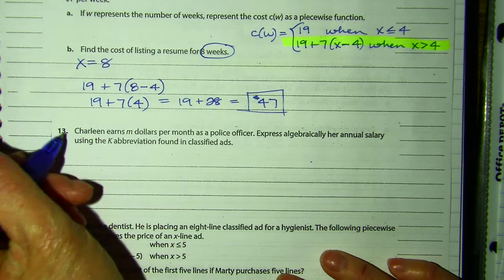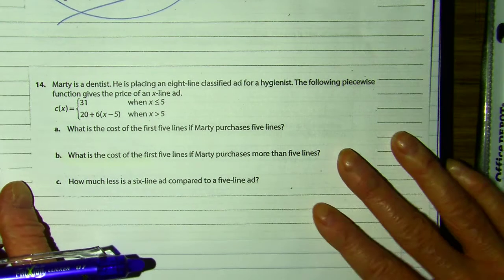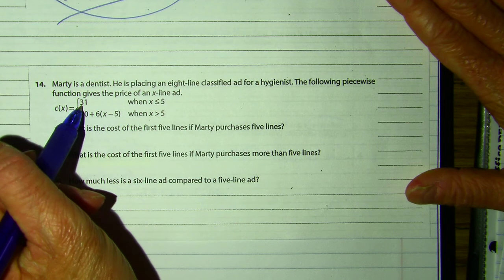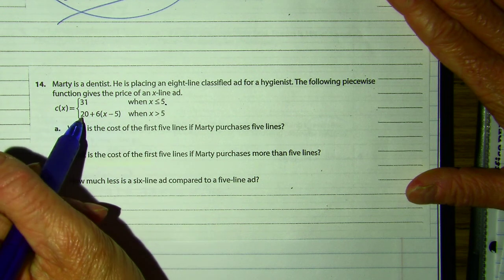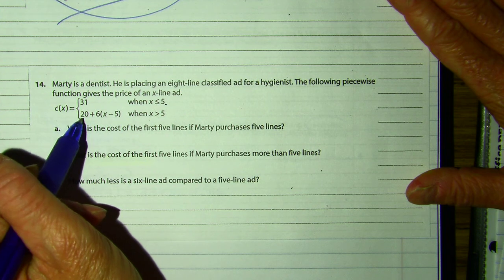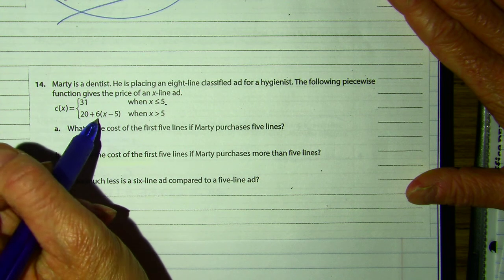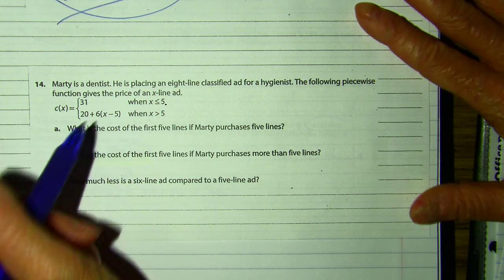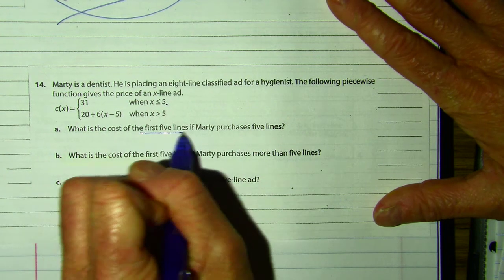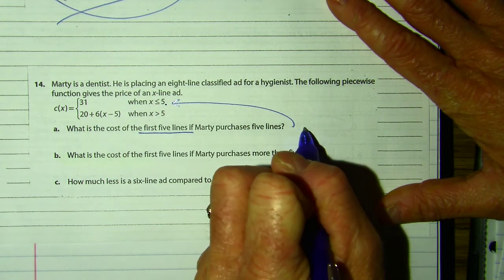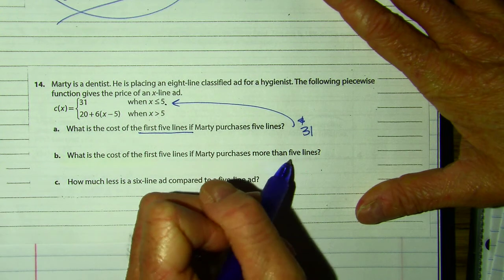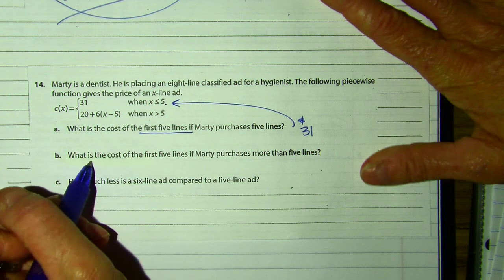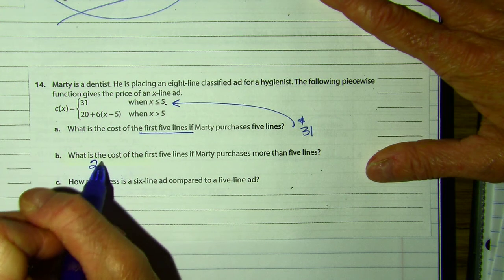All right, next, not in your homework. So number 14. So here's a piecewise function that says $31 when X is less than or equal to 5 lines. And you get a discount, so only $20 plus an additional 6 for any lines greater than 5. So what is the cost for the first 5 lines? It is $31. What is the cost if he purchases more than 5 lines? It is $20.